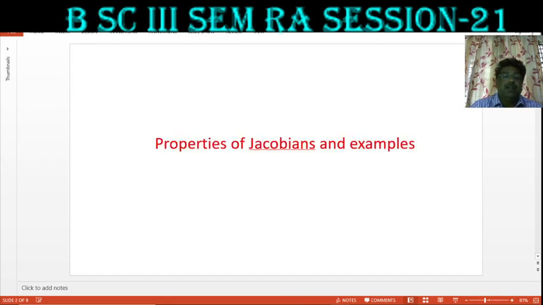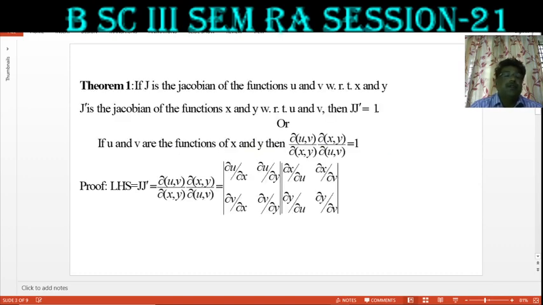In that topic itself, I am going to take the properties of Jacobians and some examples here. Now, the first property, you can take it as theorem number 1. If J is the Jacobian of the functions u and v with respect to x and y, and J dash is the Jacobian of the functions x and y with respect to u and v, then J into J dash is 1. Or, if u and v are functions of x and y, then ∂(u,v)/∂(x,y) into ∂(x,y)/∂(u,v) is equal to 1.